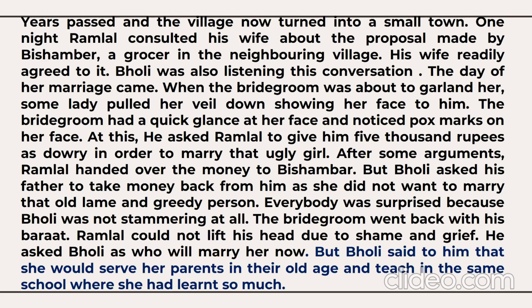At this, he asked Ramlal to give him 5,000 rupees as dowry in order to marry that ugly girl. After some arguments, Ramlal handed over the money to Bishambar, but Bholi asked her father to take the money back from him as she did not want to marry that old, lame and greedy person. Everybody was surprised because Bholi was not stammering at all. The bridegroom went back with his barat.